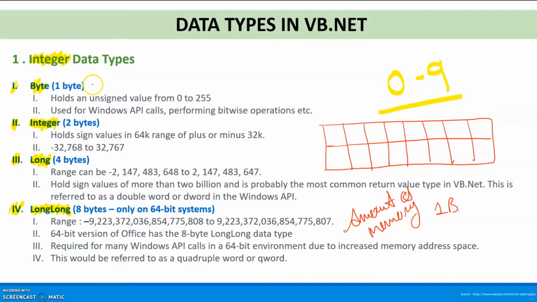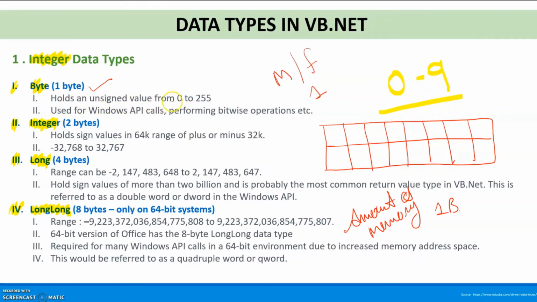Like if we talk about the byte, it can store only 1 byte of data. Means if you have a small requirement, like suppose you want to store gender, male and female, it can occupy only 1 byte, right? So for that you can take the byte. And this holds an unsigned value from 0 to 255. This is just an example. If your need is of 1 byte only, in that case you can use byte.